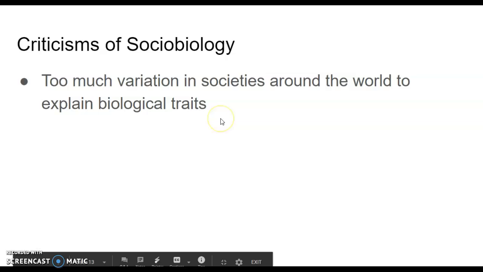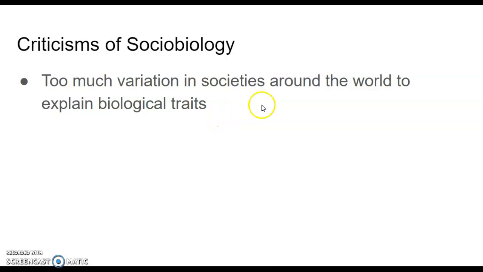So the criticisms of sociobiology, like I was saying before, is that there's too much variation in societies around the world to explain biological traits. So again, sociobiology has oftentimes been discredited, saying that there's not enough evidence to support this theory. But it is an interesting theory to think about the impact of biology on our behavior.